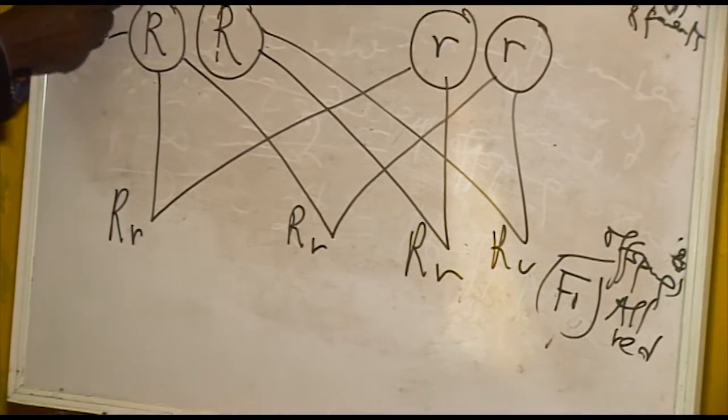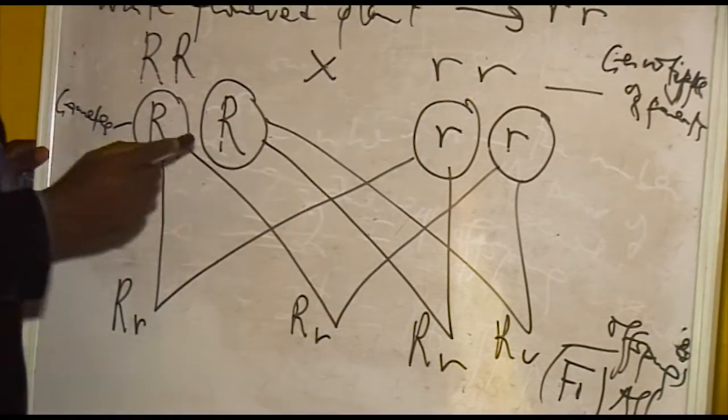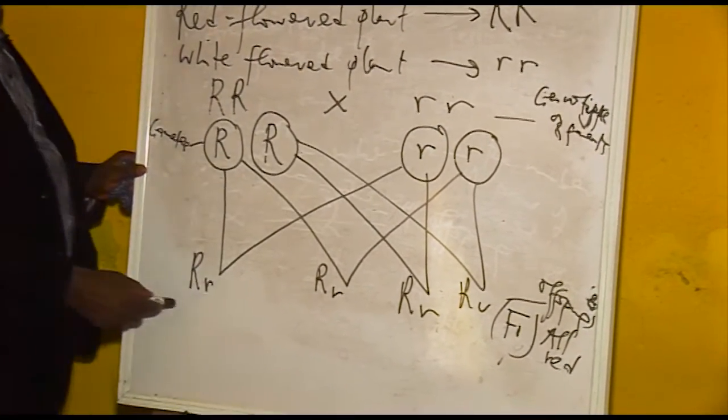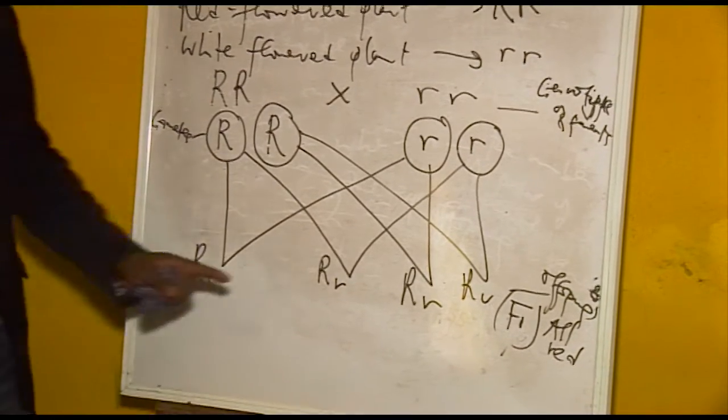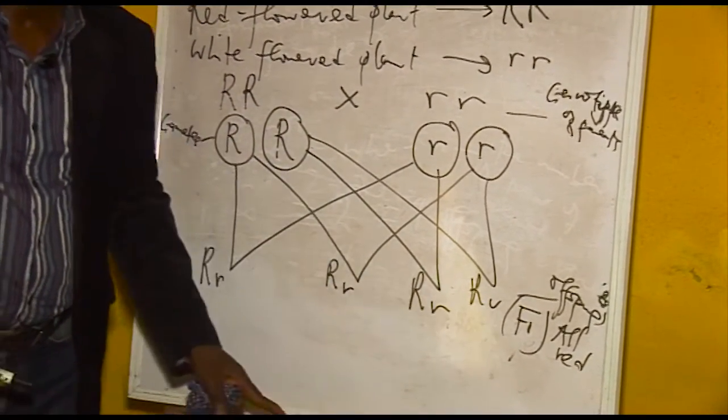This is homozygous red. This is homozygous white. So homozygous red, homozygous white, heterozygous red. So in the F1 generation, he got all red.